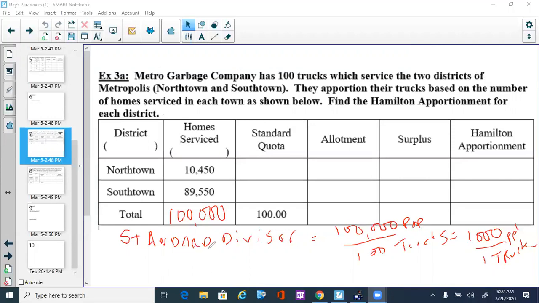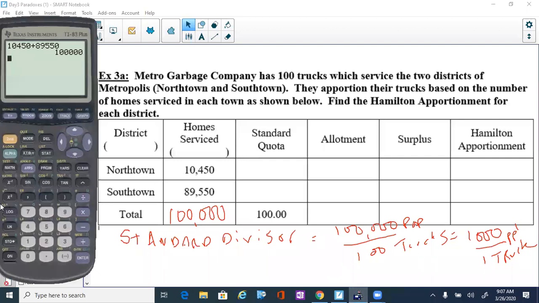So I started by finding the standard divisor of this problem that has to do with the 100 trucks that are serving these two metro areas of Northtown and Southtown. We're going to make some of those calculations. In order to find the standard quota, I'm going to take each population and divide by the standard divisor. The standard divisor being 1,000, we get 10.45.